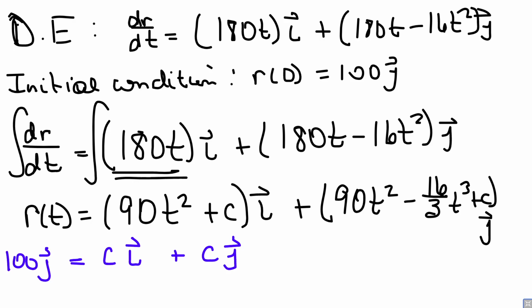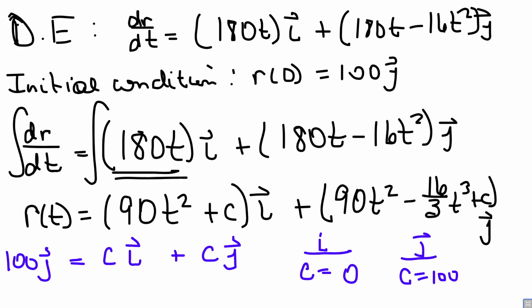Now, for the first c, for the i component, do we have a value on the left-hand side? No. So what would the value of c be? It would be 0. Good. And then for the j component, the value of c would be equal to what? It would be 100.